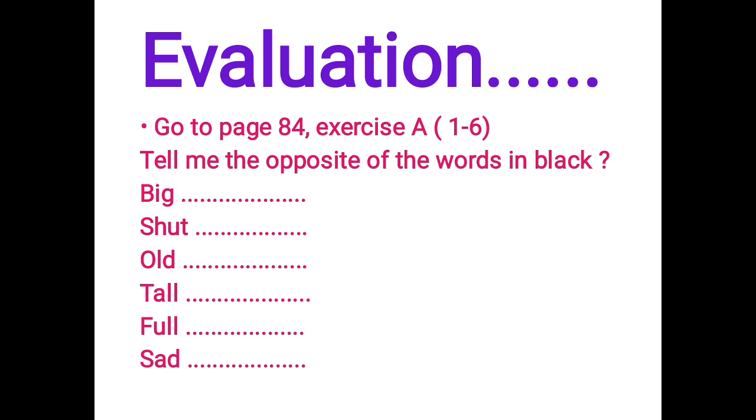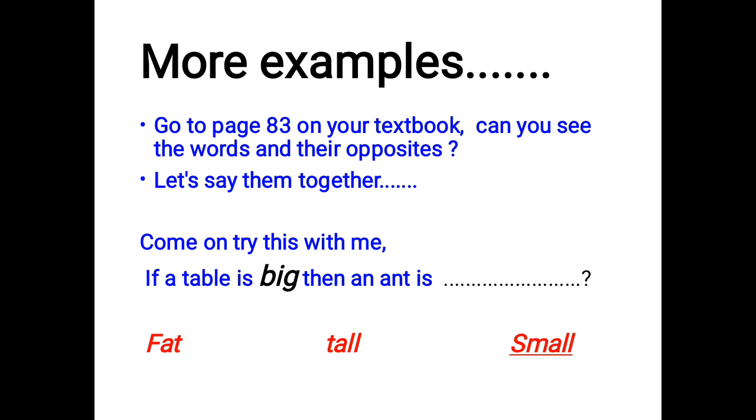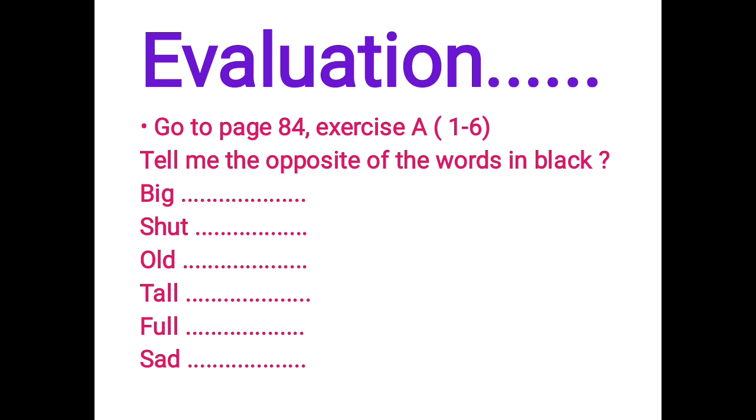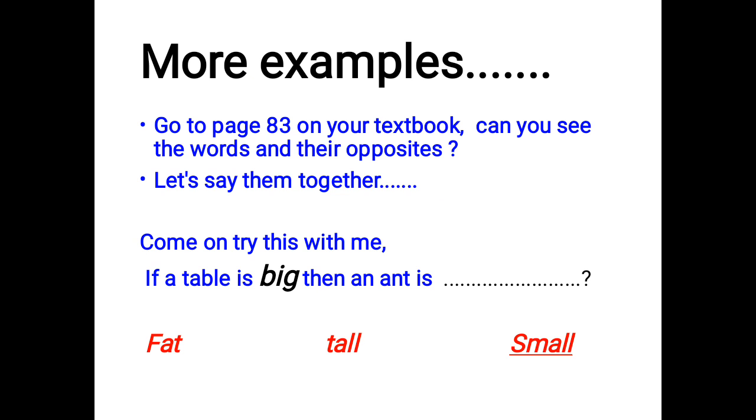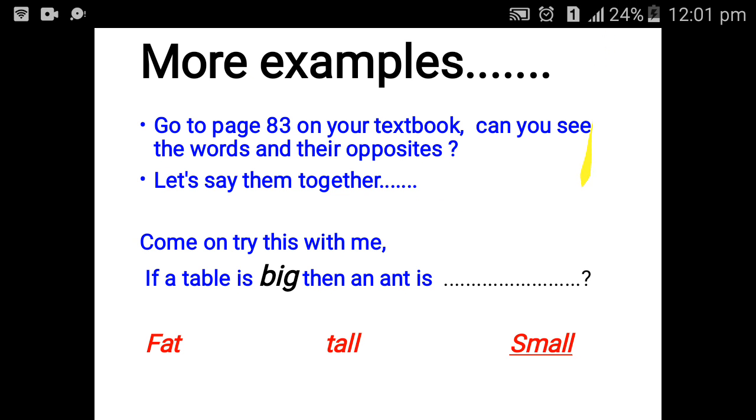Can you see other examples? I can see a big mouse and a small mouse. Big, small. That's another word and another opposite. Can you see other words and opposites in the word box? I can see them. I have tall. What's the opposite of tall? What's the opposite of old? Can you see it? Young.